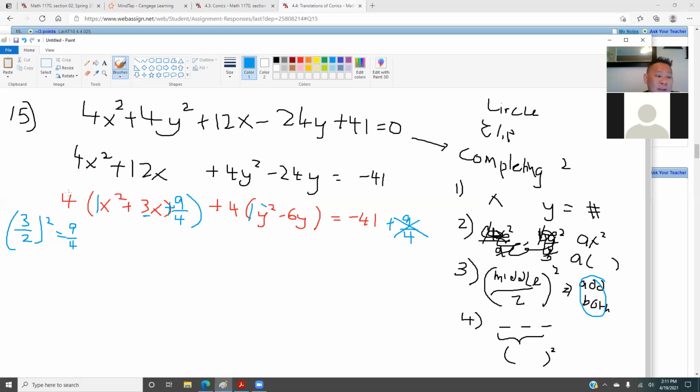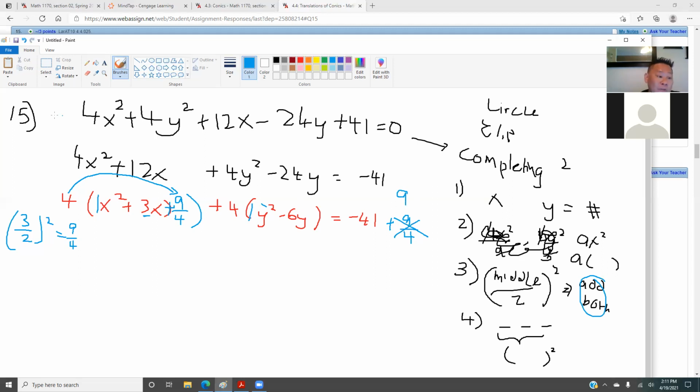It's because you already factored 4 out. So this 4 will distribute to this 9 over 4. So when you take 4 times 9 over 4, you get 9. So the 9 is the one that you have to put in here. So not 9 over 4.